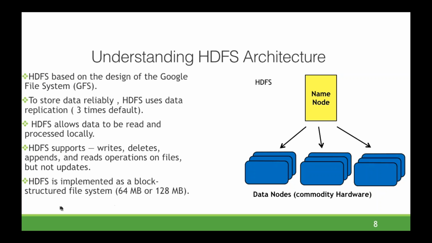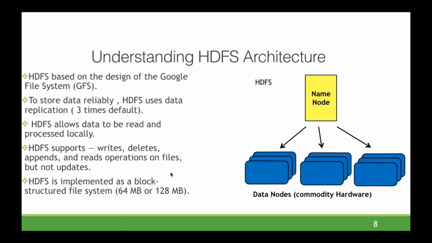So HDFS is implemented as a block-structured file system. For Hadoop 1, the block size is 64 MB, but in the newer version, Hadoop 2, it's 128 MB. By default, the block size will be 128 MB. So supposing your file is of size, say, 218 MB.